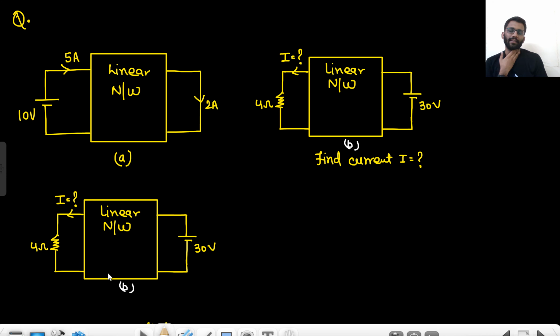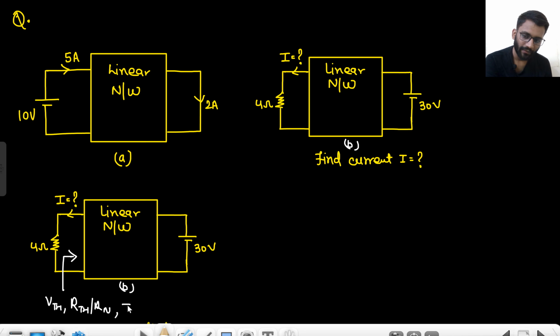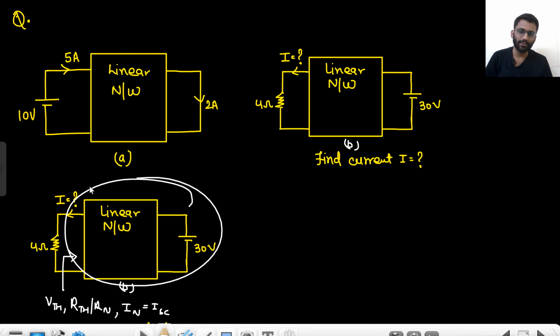You need to find the current I. What you can do is find multiple things here. You can find VTH, you can find RTH or RN, and you can find IN, the Norton current, sometimes called ISC, the short circuit current. If you find these, you can replace this complete circuit by VTH and RTH, or by IN and RN.